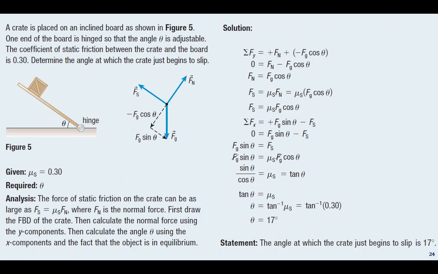First, we can draw the free body diagram of the crate, then calculate the normal force using the y components, then calculate the angle theta using the x components, and the fact that the object is in equilibrium. Therefore, we have the following relationship. The net force along the y-axis equals Fn minus Fg cosine theta. That gives us Fn equals Fg cosine theta. On the other hand, Fs equals mu s times Fn, which is mu s times Fg cosine theta.